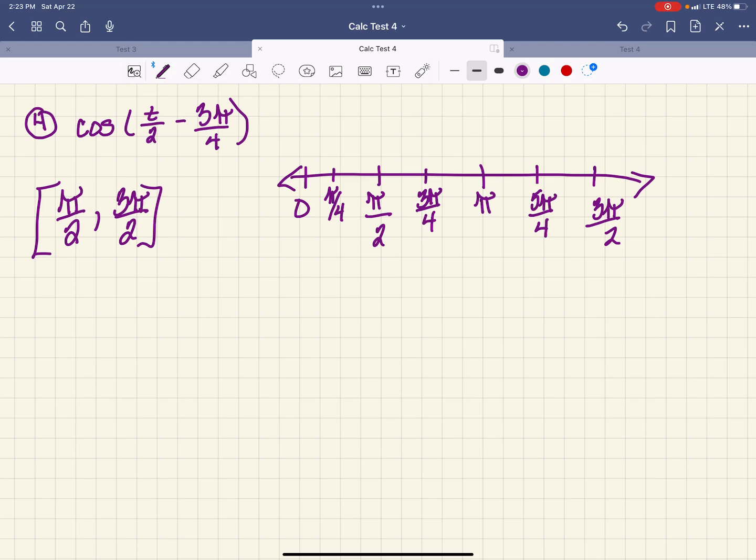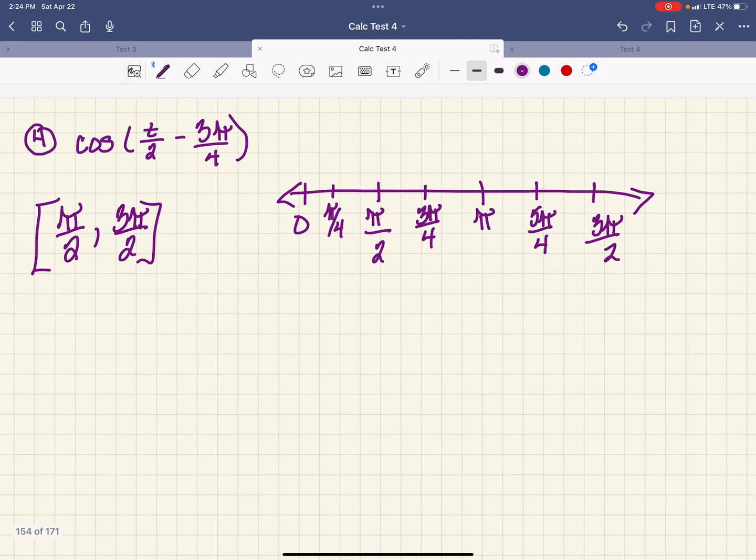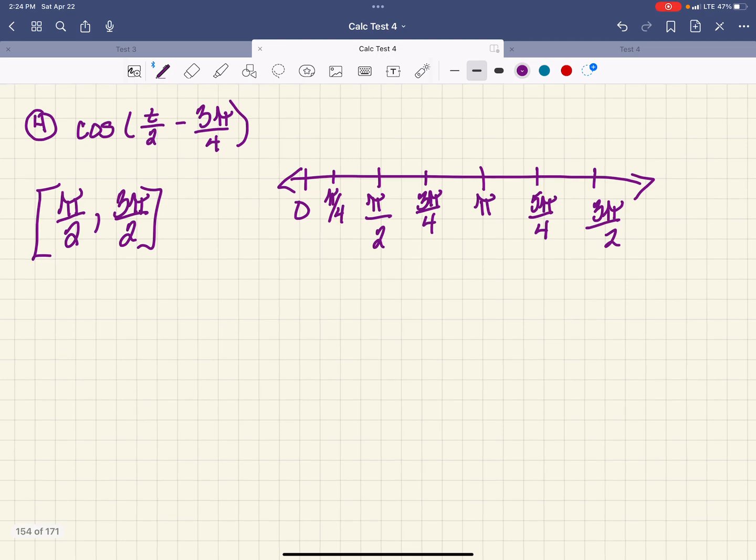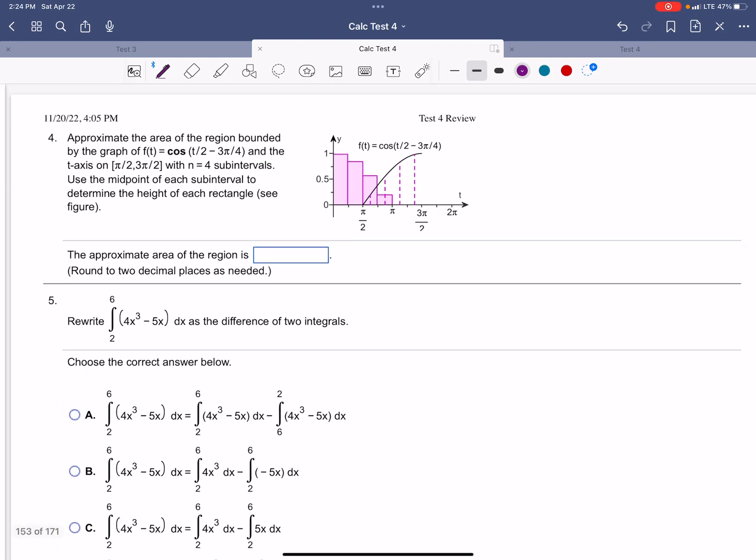Good afternoon. This is homework help for your test 4, and this is number 4 on your practice test version A, and what you are being asked to do here.